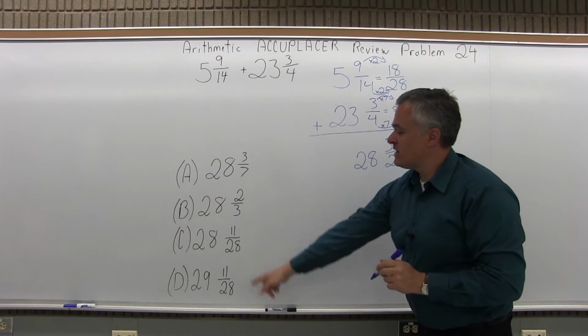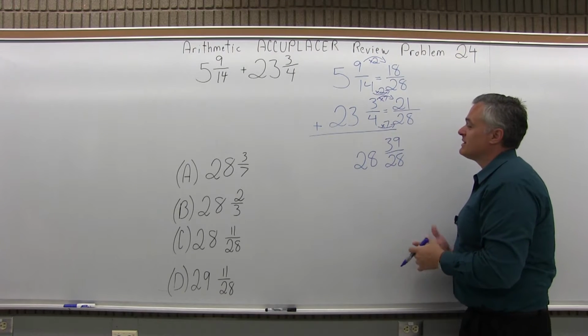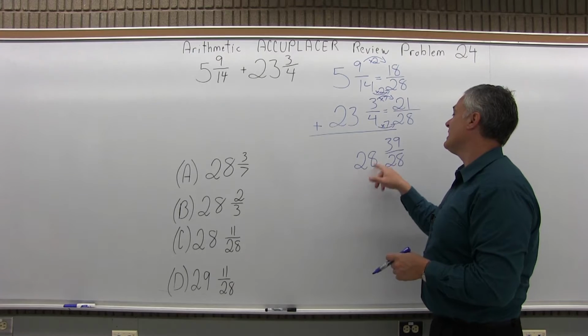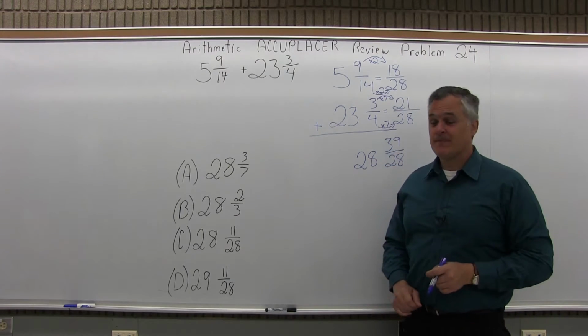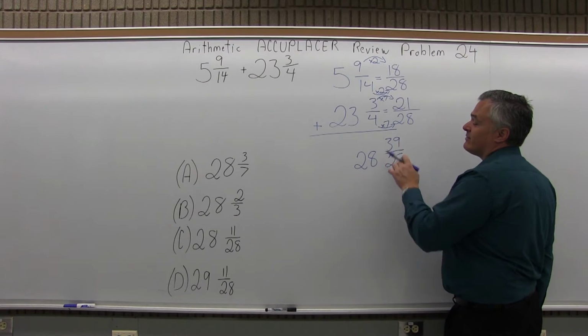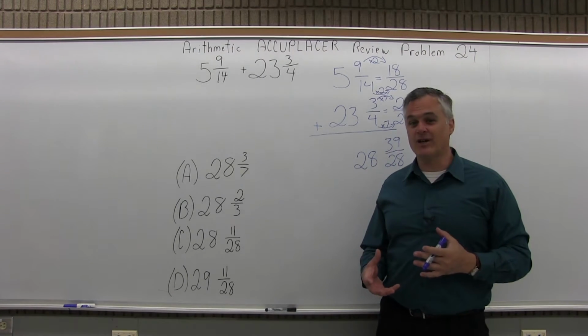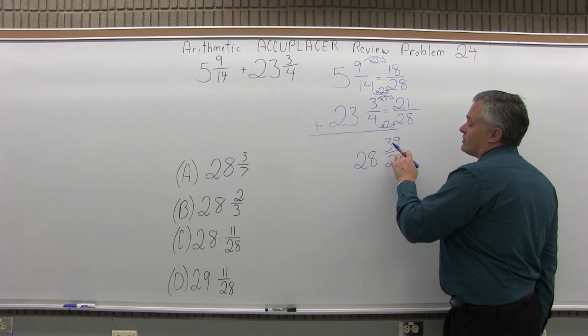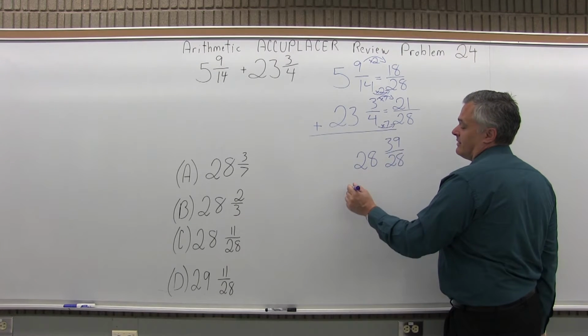And if I check my available options, there's a lot that seem pretty close, but there's nothing that matches. Of the 4 potential options, nothing is 28 and 39 over 28. It's not that we've made a mistake. What I have is a mixed number and an improper fraction combined into the same value, which is not a good thing to do. So if I do 28 over 28, that's equal to 1.